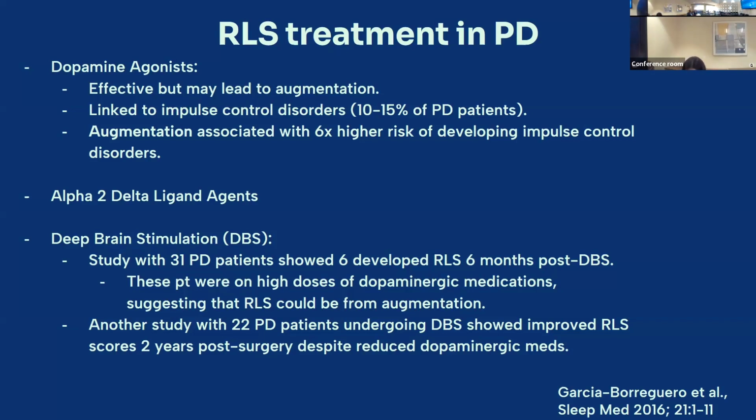I just find it very interesting. RLS can be underestimated in Parkinson's because they're already on these agonists or levodopa. But because of these medications they're on, they may already be experiencing augmentation. So when they come to you with these issues, a lot of them will say they used to have restless legs, it got better, and now it's worse, and they've been on these medications for so long. We've noted that these agonists are linked to impulse control disorder. 10 to 15% of Parkinson's patients will have impulse control disorder, and augmentation is associated with a 6-times higher risk of developing impulse control disorders.